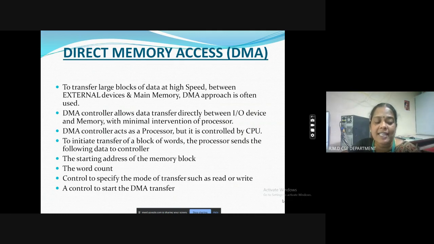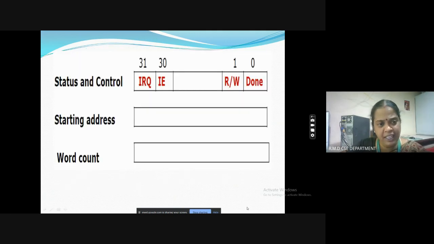The processor sends the following data to the controller: the starting address of the memory block, the word count, a control for whether to read or write, what process you want to do, and a control to start the DMA transfer. Here there are three important signals: status and control signal, interrupt request signal, and interrupt enable, read, write, or done.